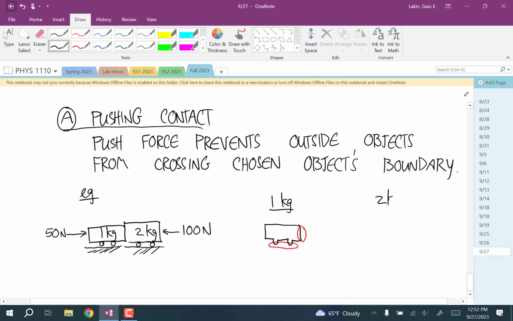And for the 2 kilogram, it's pretty much the same story. There's a pushing contact from the ground that's keeping this thing from sinking into the ground. And there's a pushing contact from the 1 kilogram cart that's keeping the two from blending. Okay?